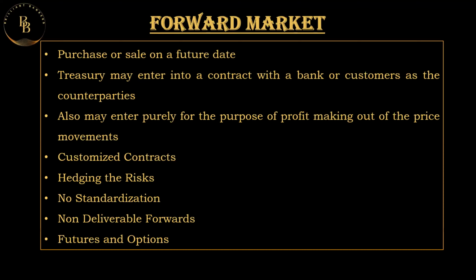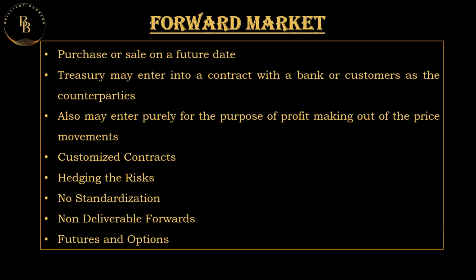Treasuries may enter into a contract with the bank or customers as their counterparties for the purchase or sale of a currency. Also, they may enter purely for the purpose of making profit out of the price movements. The customized contracts: forward contracts are always tailored to meet the specific needs of the participants, allowing flexibility in terms of the contract size, the expiry dates, and also the other terms as mentioned in the contracts.